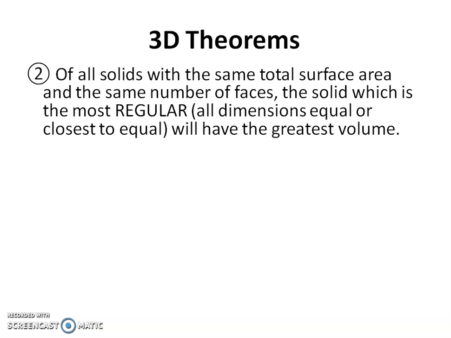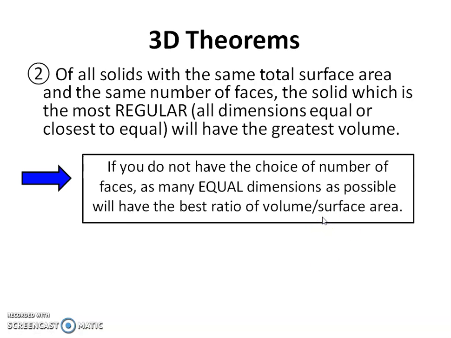Theorem number 2, of all solids with the same total surface area and the same number of faces, the solid which is the most regular will have the greatest volume. So that means that the dimensions are closest to equal. And what that means is that if you don't have a choice of the number of faces, then you want the shape to be the most equal possible. And the most common type of question that will come up is with a prism.